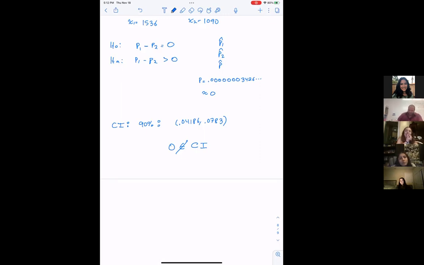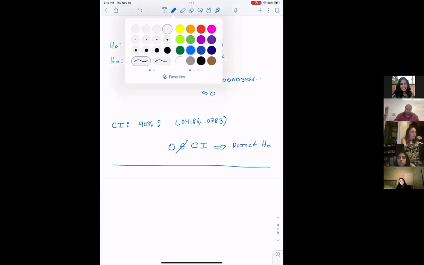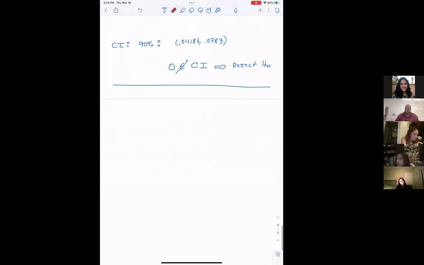All right. Any questions on this? 0 is not in the confidence interval. Therefore, we're going to reject the null hypothesis that it's equal to 0. How can I say it's equal to 0 if 0 is not in there? Right? Yeah. Let's do another one. Let's do one more.